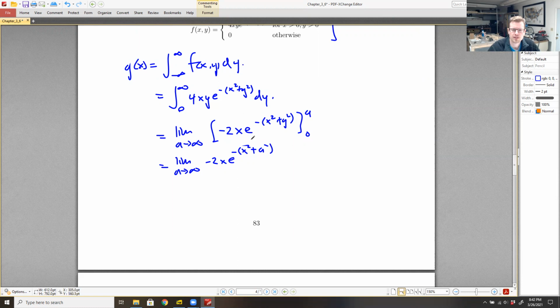Let's see. Yep. And then minus negative 2x e to the negative, evaluated at 0, x squared plus 0. There we are. Of course, negative negative gives us a positive. And as we let a go to positive infinity, x squared, whatever it is, is a positive number. So positive plus a number going to infinity is going to be a number that goes to infinity. Add a negative sign on there, and e to the negative infinity approaches, or as this approaches negative infinity, the overall expression here is going to approach 0. So this goes to 0, and all you're left with is 2x e to the negative x squared.